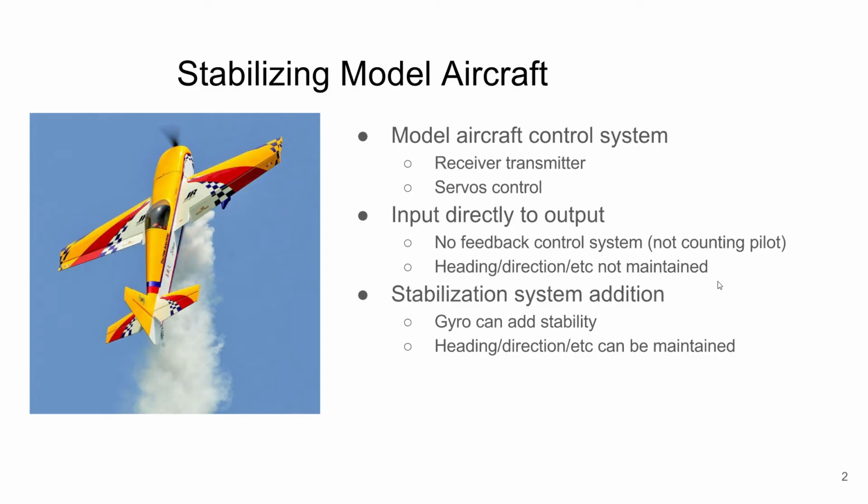Remote control aircraft, or RC aircraft, have a control system that consists of a transmitter that sends signals to a receiver that sends an output signal to servos. There's no feedback in this system aside from pilot observations, so there's no stability control. However, a gyro can be added to add some element of stability to the orientation of the aircraft.